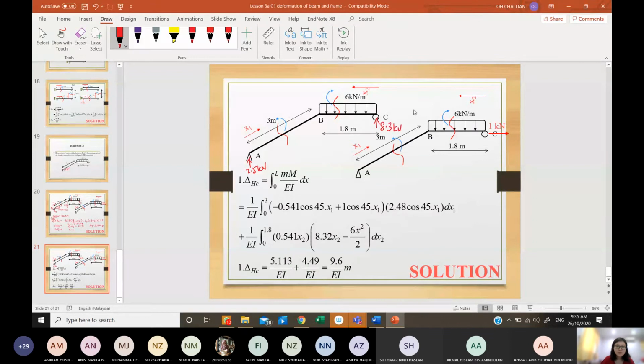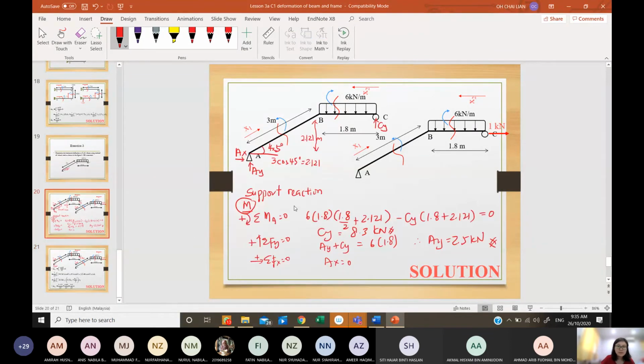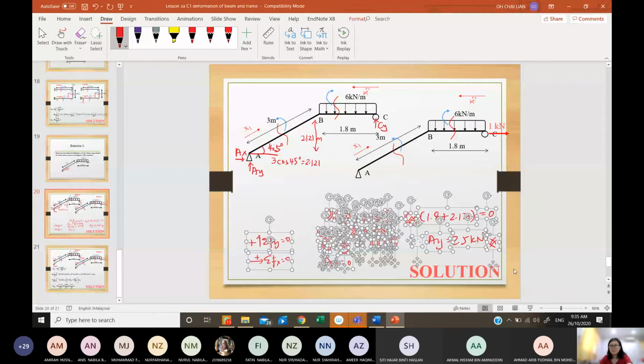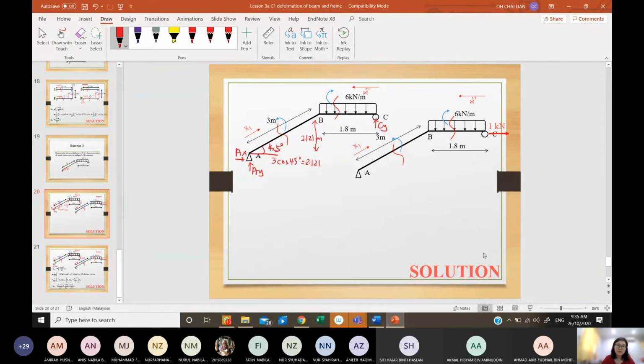Okay, so next, I want to find my small m. If you have proceeded, just proceed, no problem. Small m, support reaction. Oops, this small m has a big problem. I forgot to take out my loads. I hope you drew correctly.